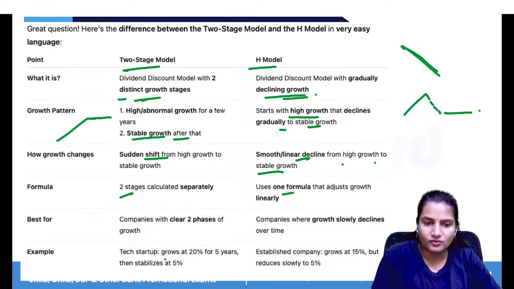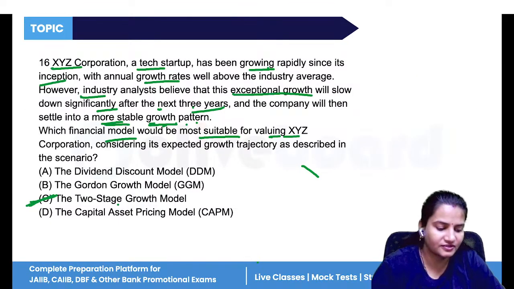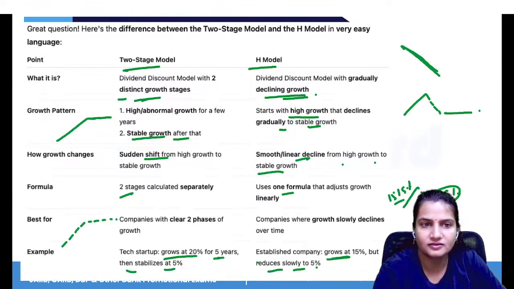For example, in the two-stage model, growth is 20% for 5 years and then stabilizes at 5%. In the H model, growth is 15% but reduces slowly to 5%. So the decline is gradual, comparatively less steep than the growth rate. Clear? So this is the difference between the H model and the two-stage model.